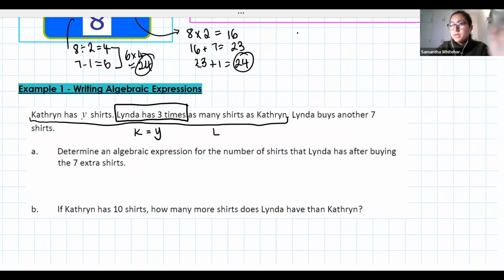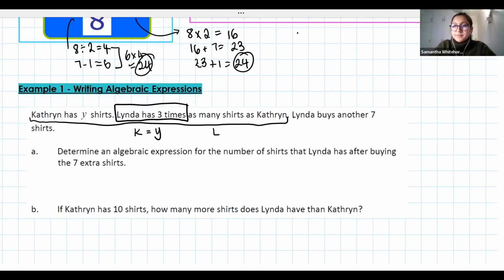So on the chat for me, guys, how would you express 3 times as many shirts for Linda? How would we write that as an algebraic expression? So how can I take what I know about Catherine's shirts and translate that to what we now know about Linda's number of shirts? Good, grade 8s.